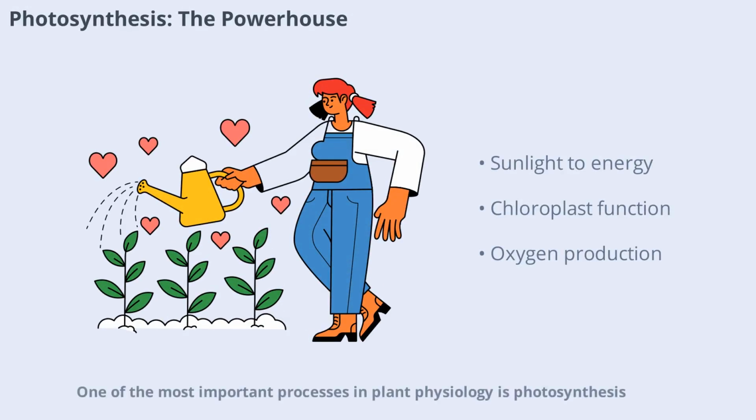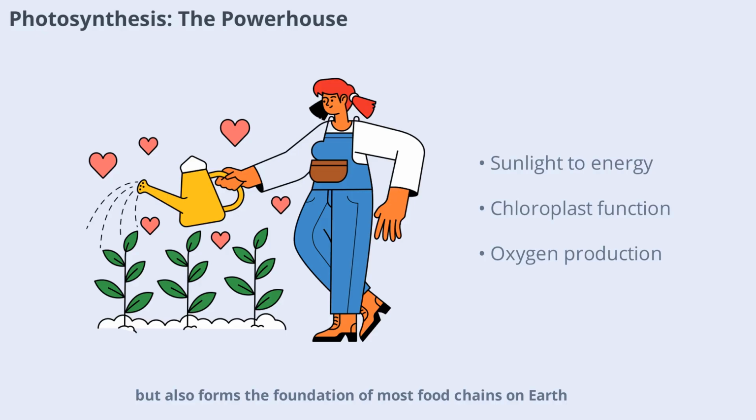One of the most important processes in plant physiology is photosynthesis. This is how plants capture sunlight and turn it into chemical energy, fueling their growth and providing oxygen for other life forms. Photosynthesis takes place in the chloroplasts, specialized structures within plant cells. Through a series of reactions, plants use sunlight, carbon dioxide, and water to produce glucose and oxygen. This process not only sustains the plant, but also forms the foundation of most food chains on Earth.